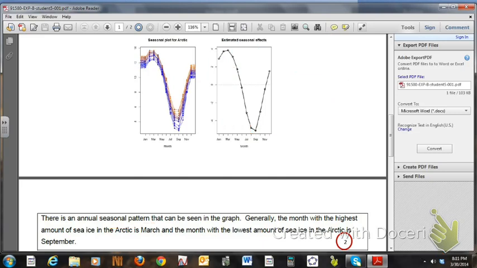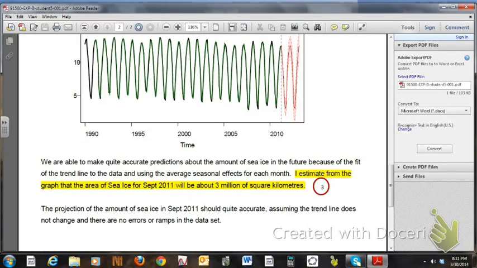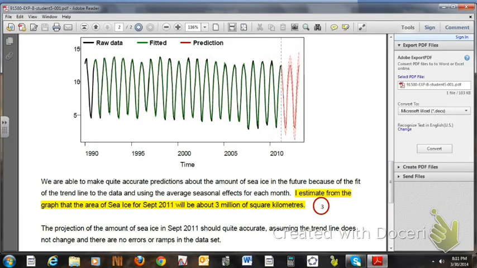Now for predictions, the only thing that you have to do is make a prediction. And this is done from the table that comes with the predictions graph. It is not even put on this one, but it doesn't matter. You don't have to have it on there, you just have to state, I estimate from the graph that the area of sea ice for September 2011 will be about 3 million square meters.